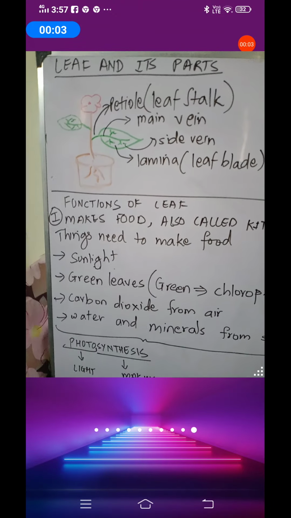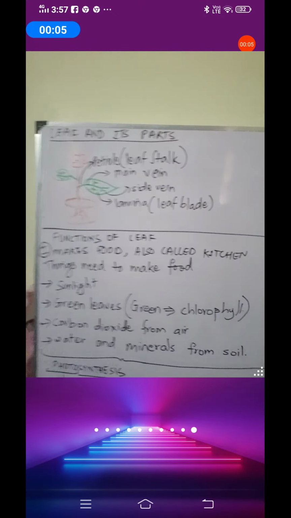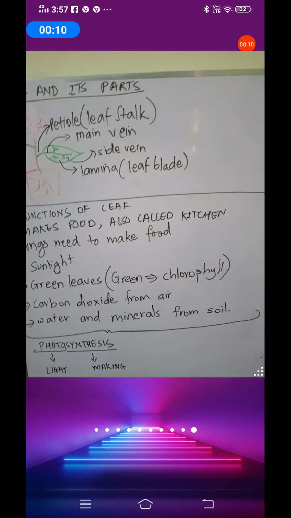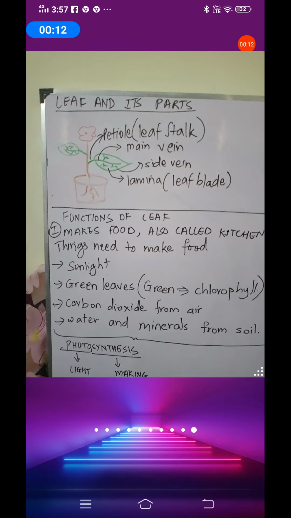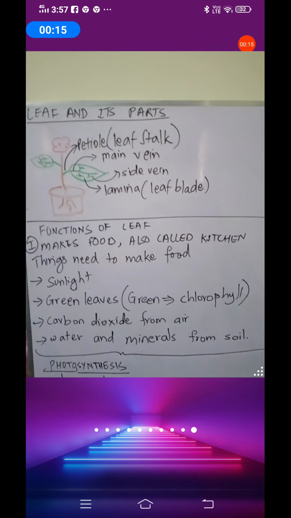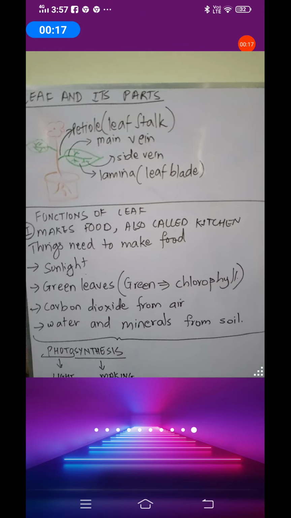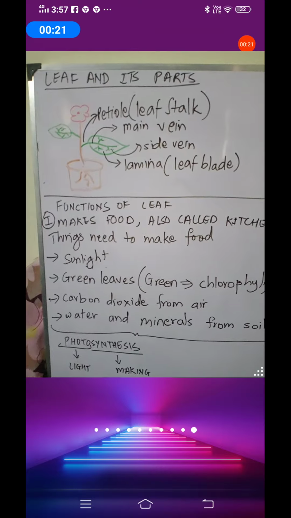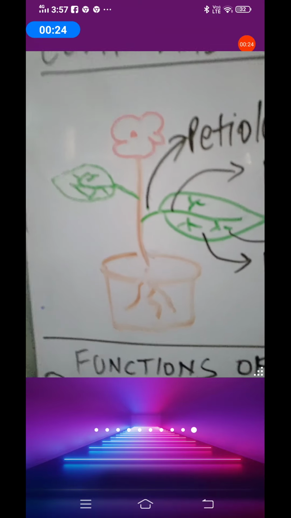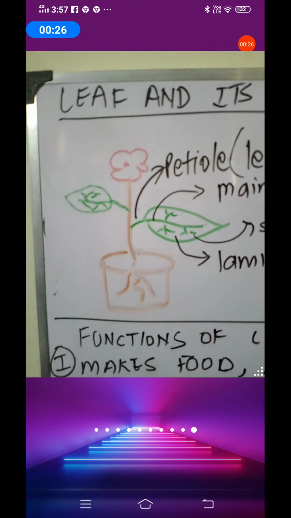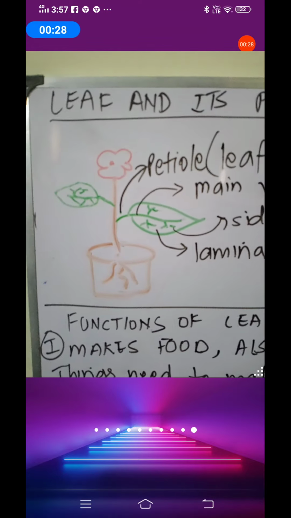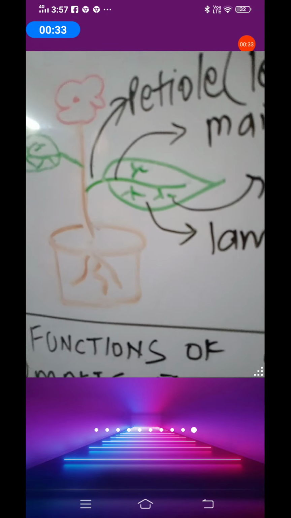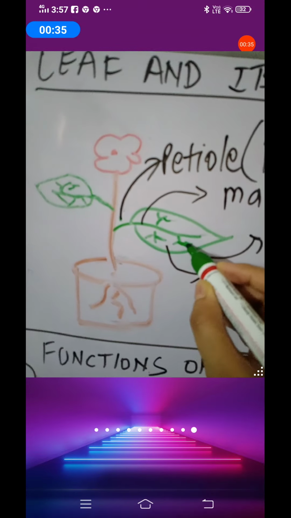Alright students, so now we are going to revisit the topic leaf and its parts. I have got queries from a few of the students about this topic, especially the parts of the leaf. There is some sort of confusion, so let us clarify it now. If this is a plant, please pardon my drawing. It may not be as good as yours, but I have just tried to show you the different parts as clearly as possible.